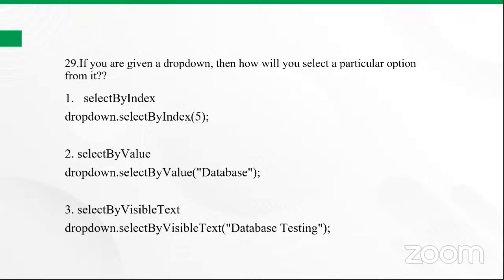Next question: can we use drop down dot select by text, or use only visible text? Visible text only. That is how the Select class is implemented. In the Select class, these methods have already been implemented. Like I told before, we are using the methods that are in that class. The methods in the Select class are select by index, select by value, and select by visible text. If you want to select any of the options in the dropdown, we need to use these three methods.